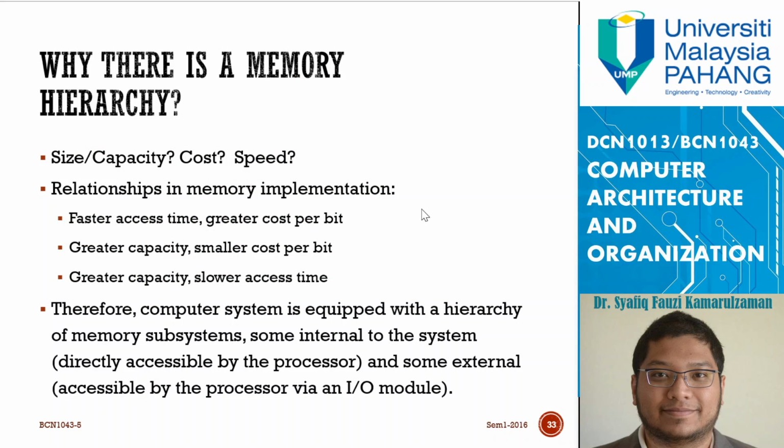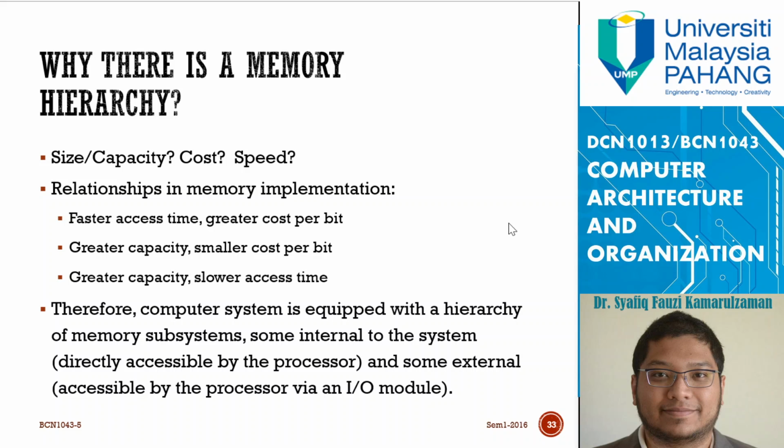So why do we need the memory hierarchy? Memory hierarchy is usually used to analyze the relationship between size, capacity, cost, and speed. The relationship in memory implementation means that faster access time, greater cost per bit; greater capacity, smaller cost per bit; greater capacity, slower access time.